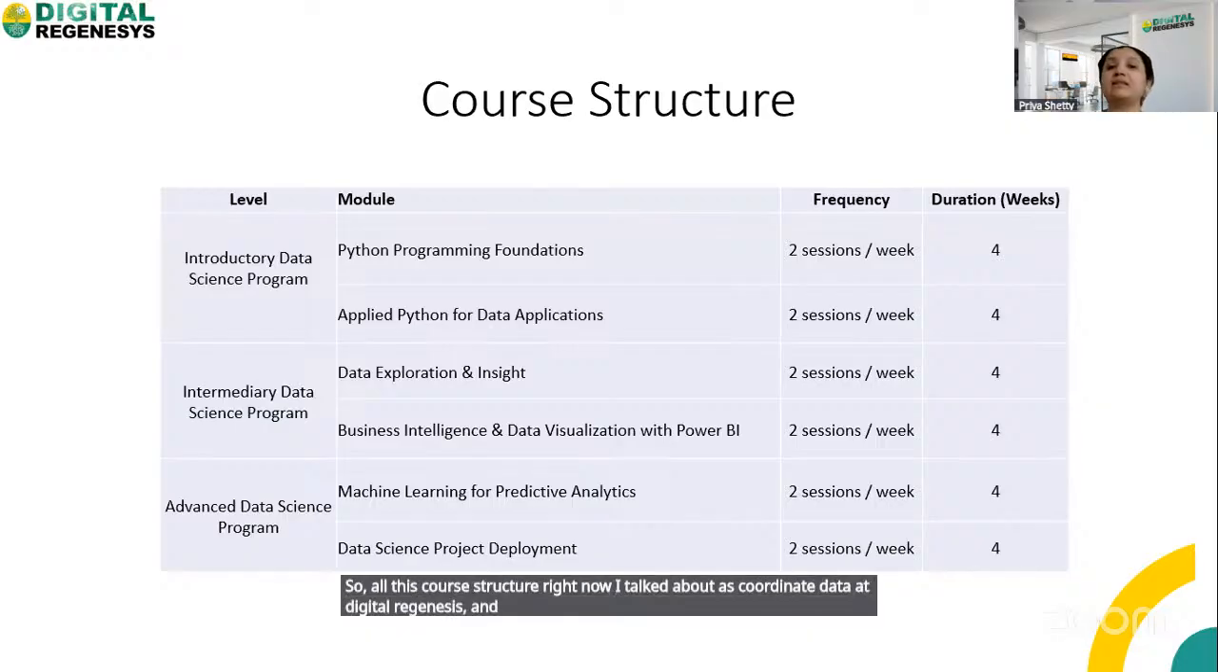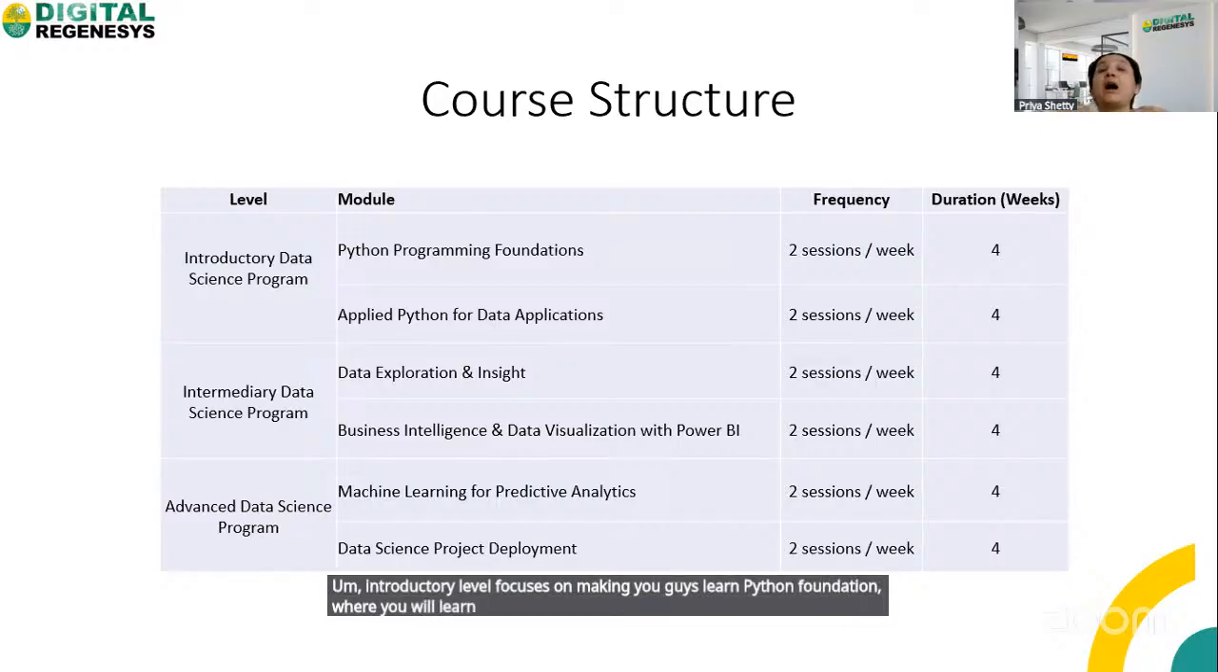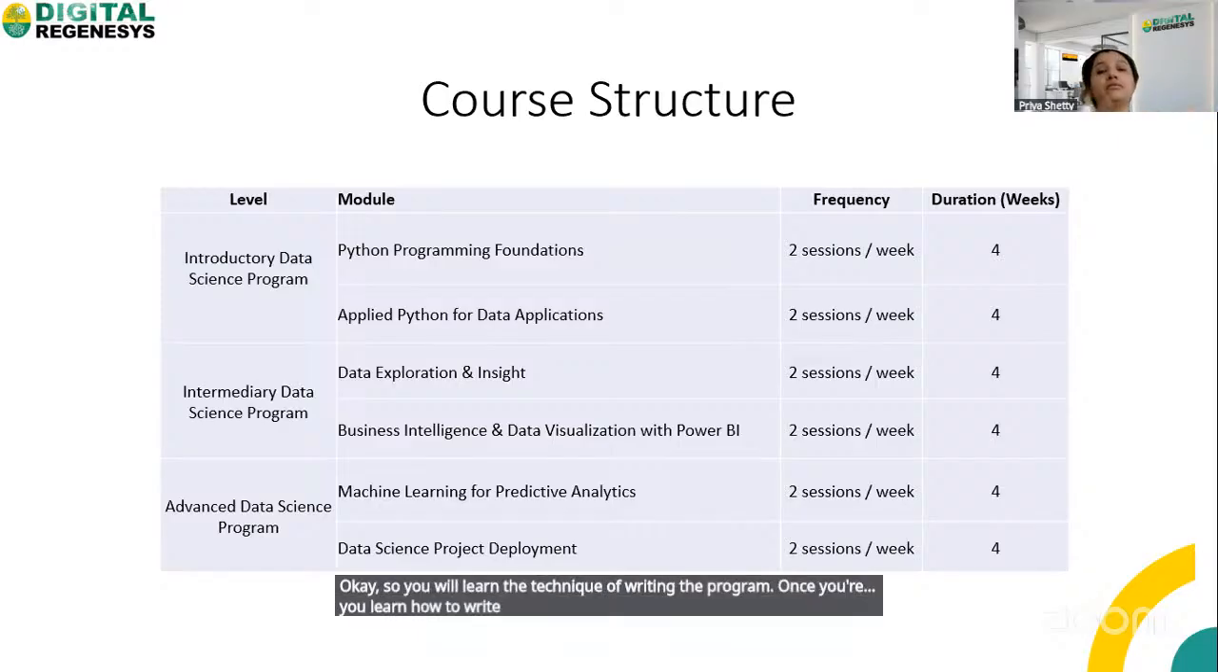All this course structure I talked about is covered in Data Digital Regenesis, and the program is designed in 3 levels: introductory level, intermediary level. The introductory level focuses on making you learn the Python foundation, where you will learn Python and how to write programs. This is where the journey starts. Once you learn how to write programs, then we will start with data analysis, where you will learn how data is analyzed.